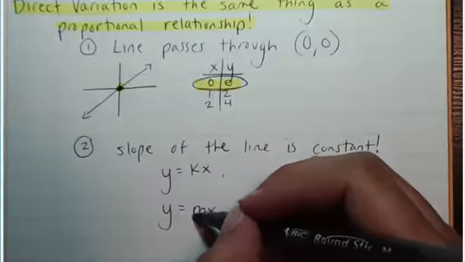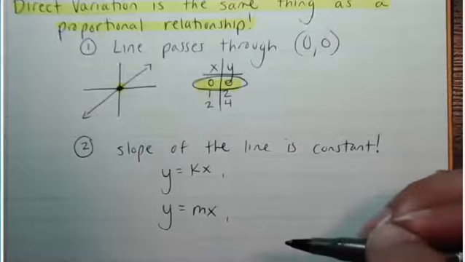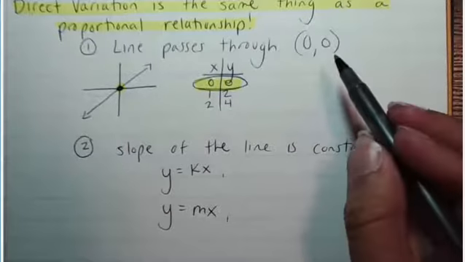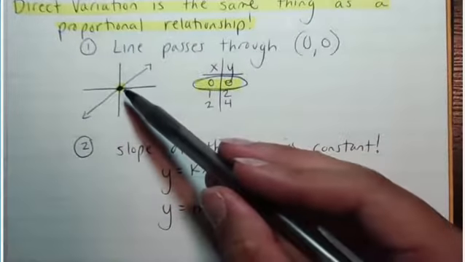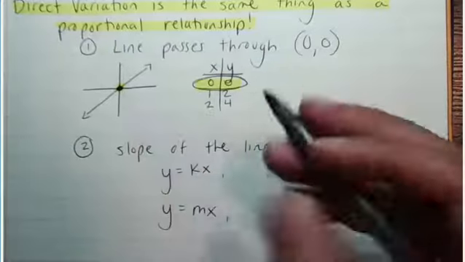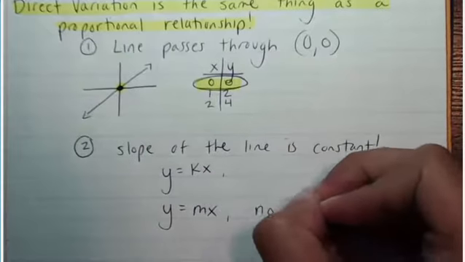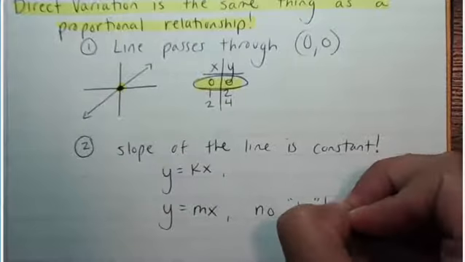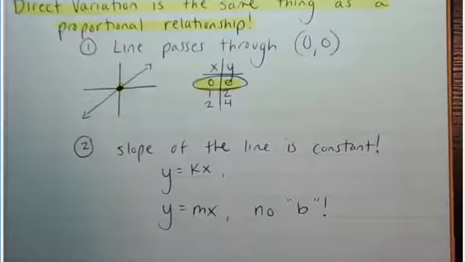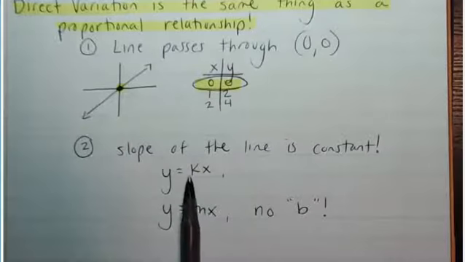So if I'm thinking about y equals mx, what's the b here? If it goes through the origin at 0, 0, what's the y-intercept? Has to be 0. So that's why there is no b. There's no y-intercept here because it's 0. So that's where they came up with the equation y equals kx. M and k mean the same exact thing.